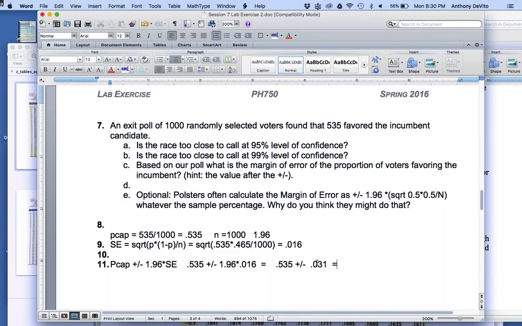Okay, and let's see. So what is our lower number going to be? Our lower number for the confidence interval is going to be 0.504, and our higher number, we're going to add that now, is 0.566. In other words, we're 95% sure that the true proportion of people that are going to vote for this guy is between 50.4% and 56.6%.